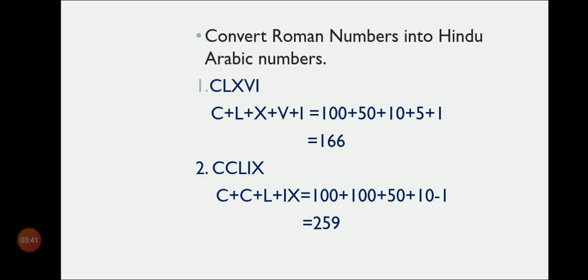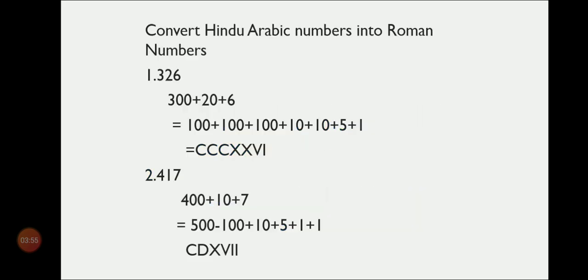100 plus 100, 200. 200 plus 50, 250. 250 plus 10, 260. 260 minus 1, 259. Now we convert numbers into Roman numerals. Convert Hindu Arabic numbers into Roman numerals.